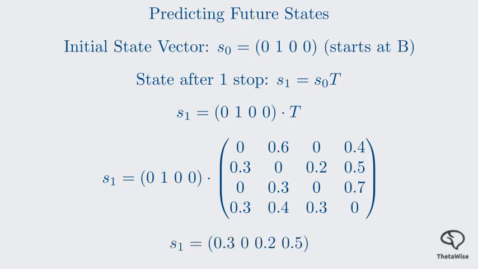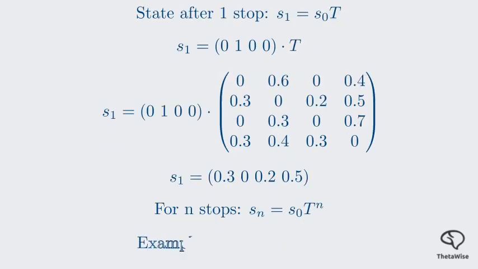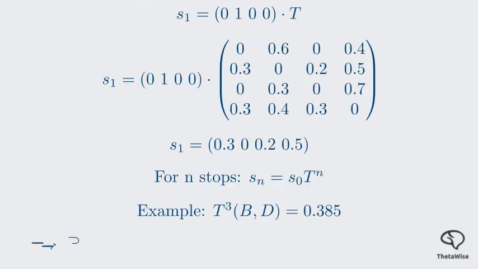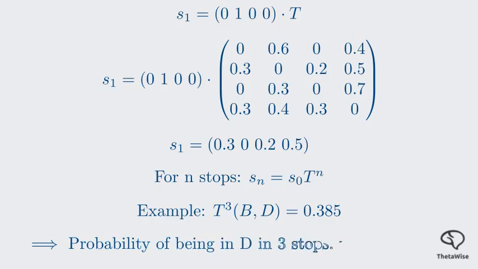For 2 stops, we would calculate S2 equals S0 times T squared. And for n stops, we calculate Sn equals S0 times T to the power of n. For example, the textbook shows that if we calculate T cubed and look at the entry in row B, column D, which is 0.385, it means there is a 0.385 probability that a bus currently in B will be in D 3 stops from now. This is a powerful tool for long-term prediction.